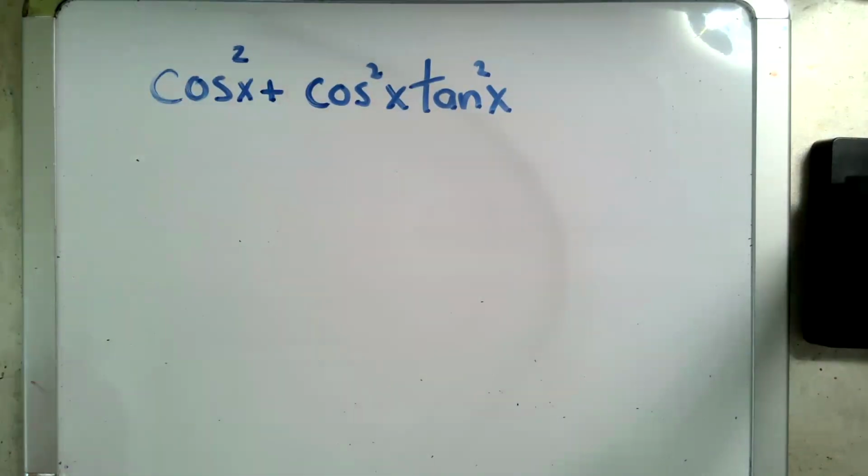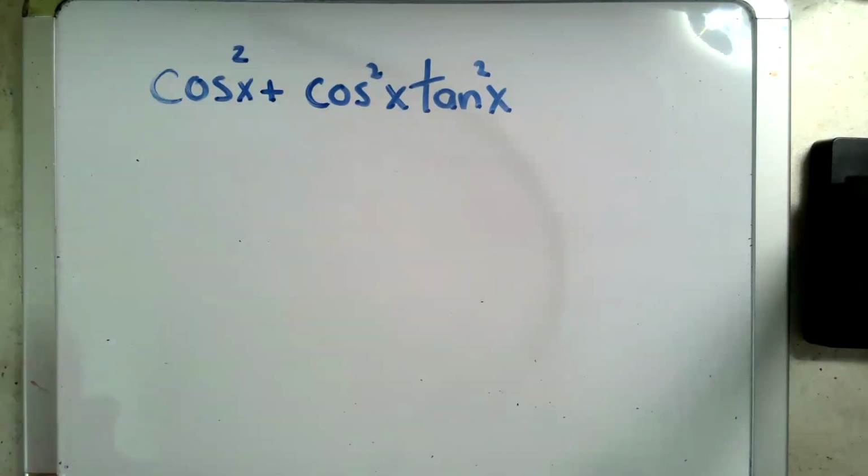Hello. Today we're going to work with how to simplify trigonometric expressions, specifically using the three Pythagorean identities and the basic definitions of tan, secant, and cosecant. Let's go. Okay, here's our first problem today.